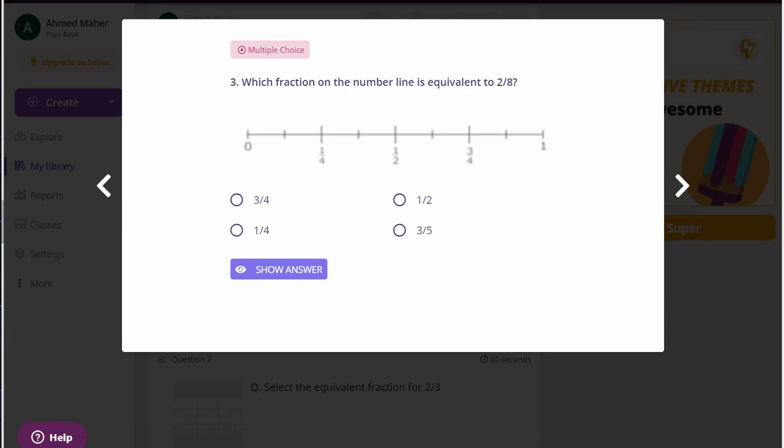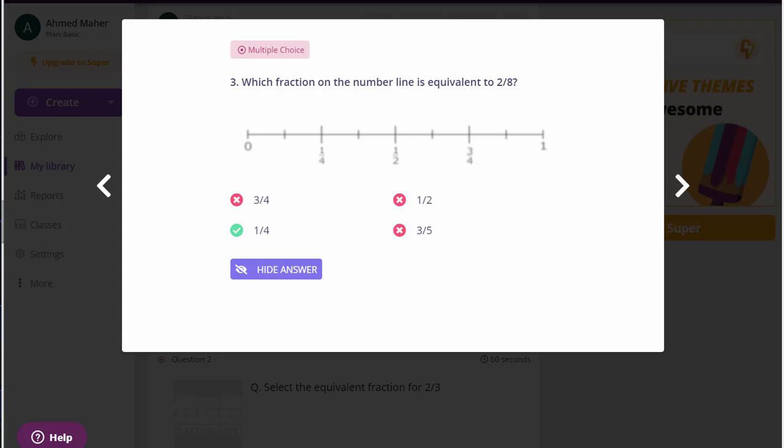And Khalid, are you here? My name is Khalid. I come now from the bathroom. Okay, Khalid. So when you are here now, which fraction on the number line is equivalent to 2/8? 2/8. Yes, 2/8. The next one. Which one, the half or the quarter? 1/4. Excellent. Okay, thank you, Khalid.